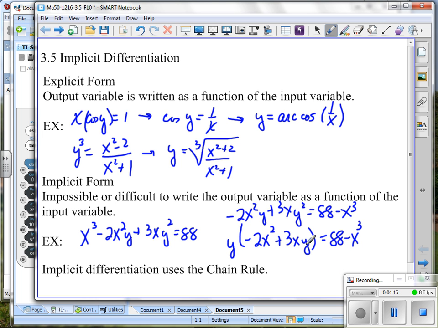I don't want this. I want simply y equals. Can I do it? There's no way. Okay? There's no way I can divide both sides by this, but then I've got a y on both sides. I don't want that. So what we have here is what we call an implicit equation, because I can't call it a function.